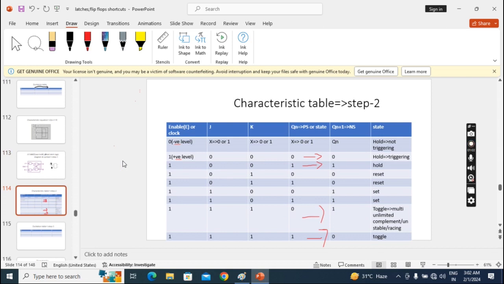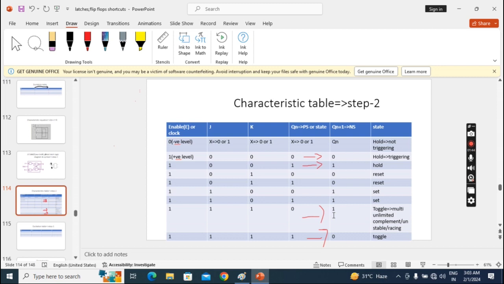Then we'll see the characteristic table. This characteristic table is almost the same as the SR characteristic table, only when J equals 1 and K equals 1 the change will come. In SR, an invalid state happens here; in JK, toggle will happen. Toggle means if the present state is 0, the next state is 1, like a complement. When the present state is 1, the next state will be 0. But this 0 to 1 and 1 to 0 will happen continuously. Multiple complement is called toggle. Multiple and unlimited toggling is called unstable output, nothing but racing.